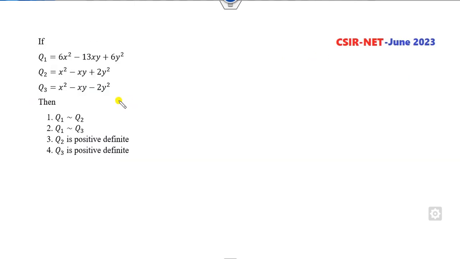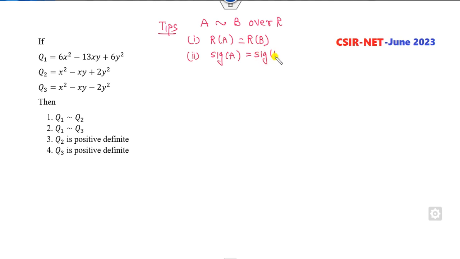Okay, which of the following is equivalent, positive definite and so on? Very simple: we can say matrix A is equivalent to B over R when the rank of A and the rank of B are the same. Second property, the signature of A and the signature of B are the same. What is the signature? The difference between the number of positive eigenvalues and negative eigenvalues. Now if it is over R, then these are the two properties. If it is over C, then only the first property is enough to prove equivalence.